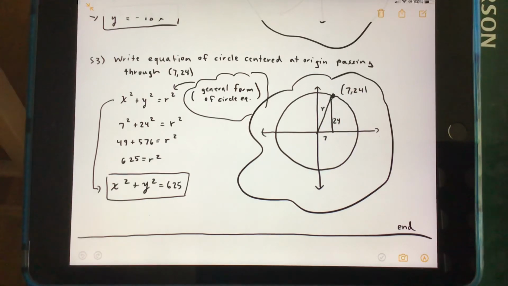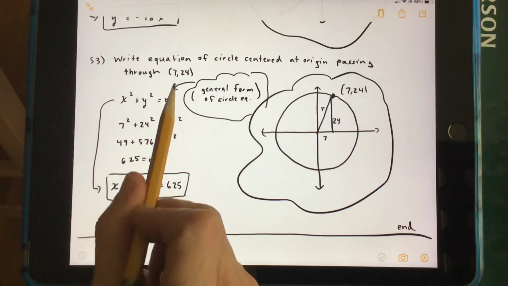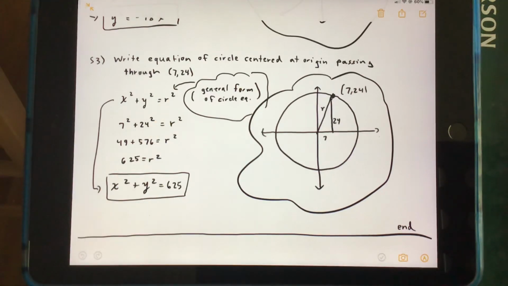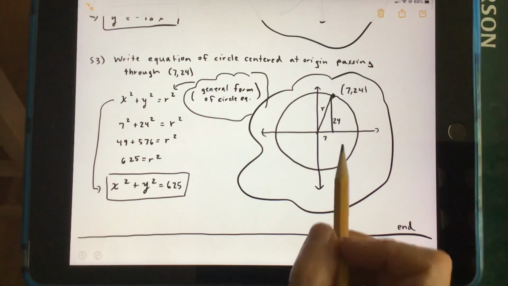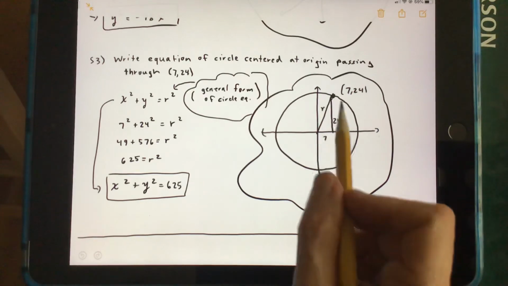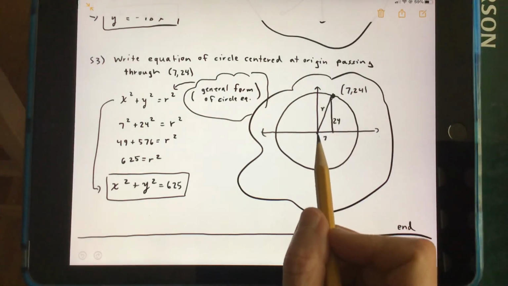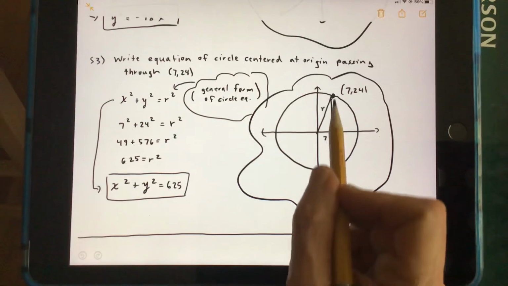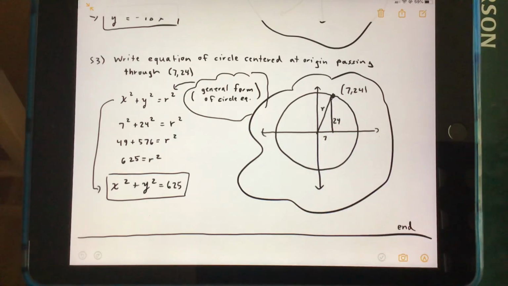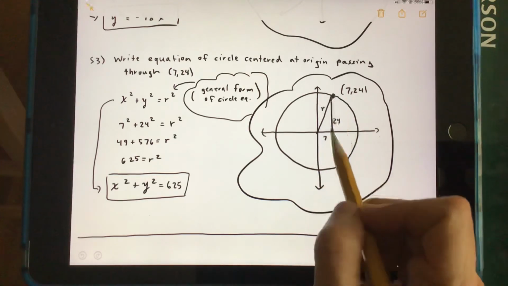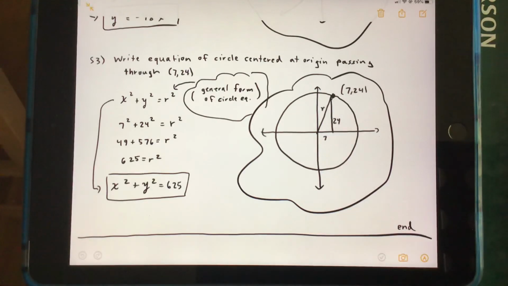So I have plotted the point 7, 24. There are the coordinates of the point that the circle passes through, and I notice that I can draw a right triangle based on that point. I'll have a horizontal segment of 7 and a vertical segment of 24, and my radius then will be the hypotenuse of the right triangle that's formed from plotting the point 7, 24.